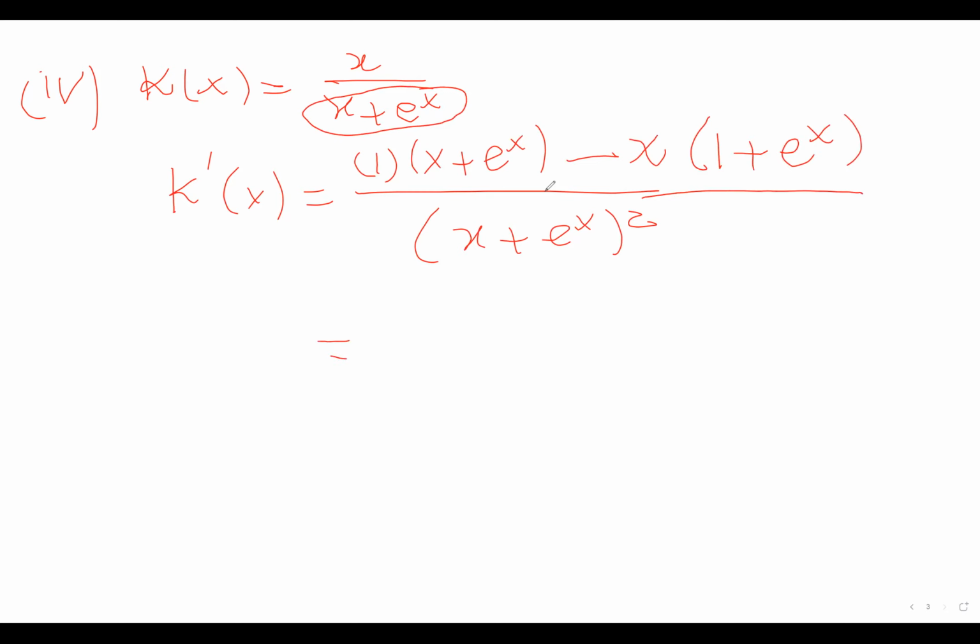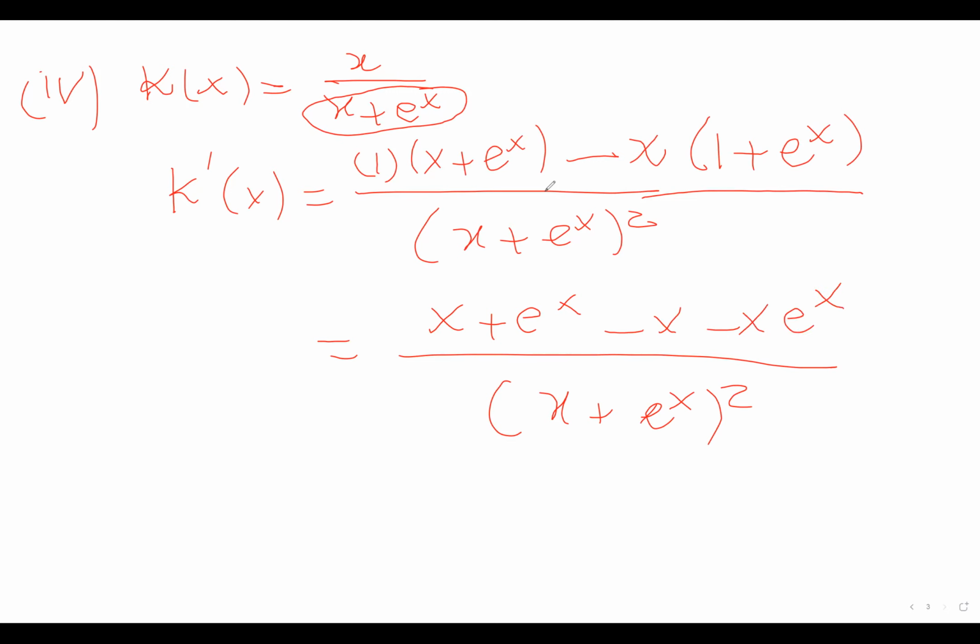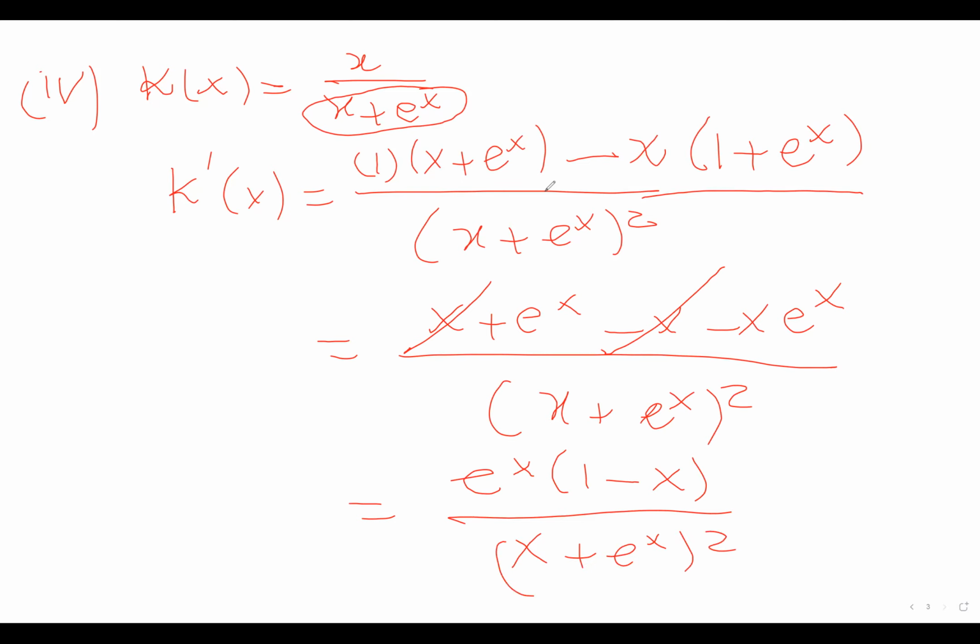Okay, now I will expand the numerator. I keep the denominator as is. So x plus e^x minus x minus x e^x. There is simplification by x, and I can put e^x as common factor. So e^x (1 minus x) over (x plus e^x) squared. I can stop here for the derivative.